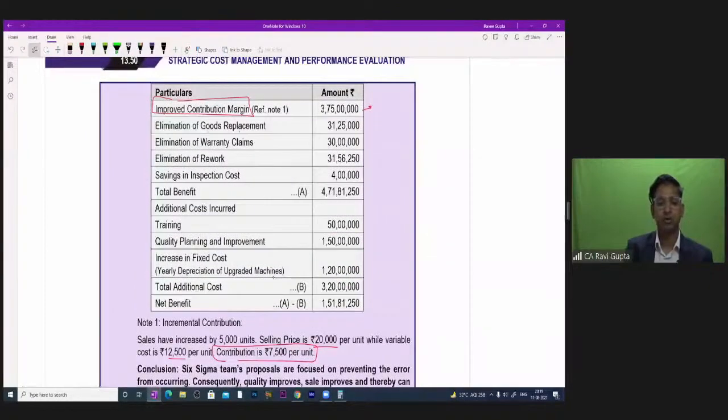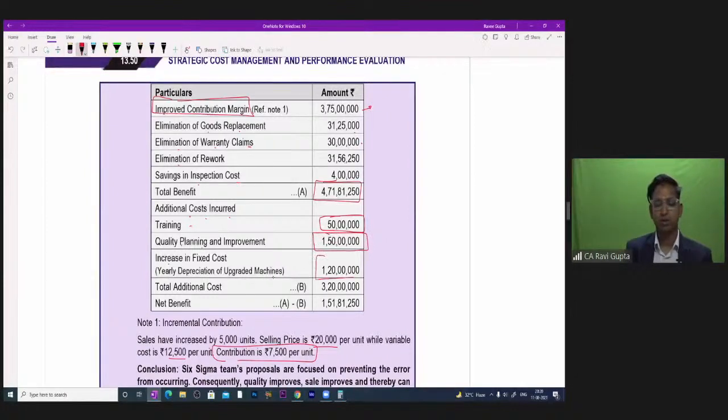And elimination of the good replacements, it will be saved. Elimination of warranty claims, this will be saved. Elimination of rework, this will be saved. Saving in inspection costs, this will be saved. So the total saving is 4 crore 71 lakh 81,250 rupees. The additional cost incurred will be training, 50 lakh rupees. Quality planning and improvement, it's 1 crore 50 lakh rupees.